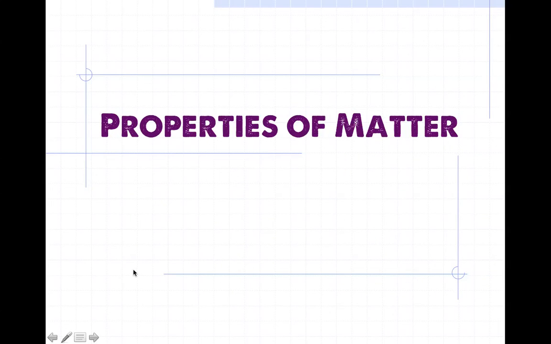This is Properties of Matter. We are continuing Unit 1.3, which talks about matter and change, and so that's exactly what we are going to talk about: properties of matter and how matter changes, which is good because that means we can move on to chemical reactions and looking at more of the mechanics of how matter changes.